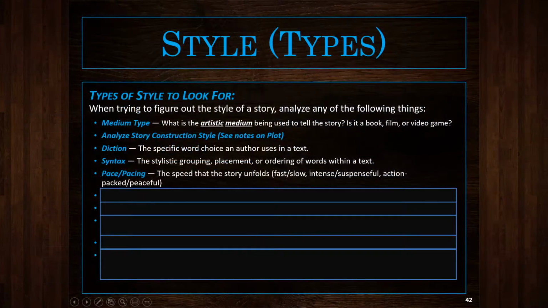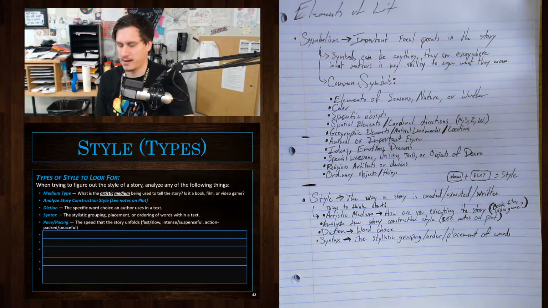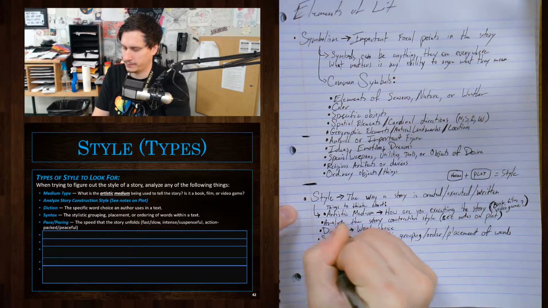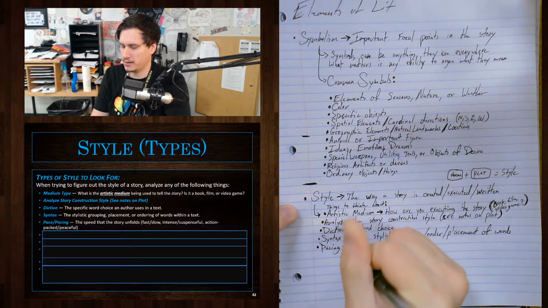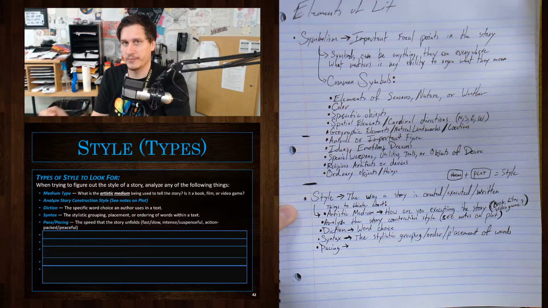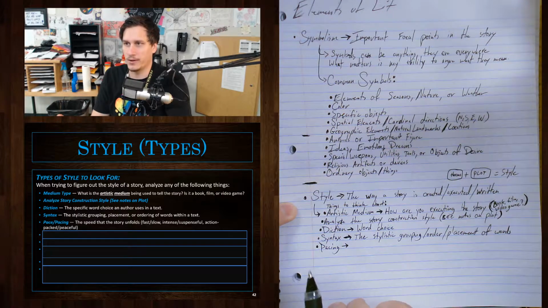Okay, pacing is really, really awesome. This is the speed with which the story unfolds. Is your story fast? Is it slow? Is it intense? Is it calm? Things like that. So pacing. Most stories, not going to lie, have different degrees of pacing. There are very, very few stories out there that are almost one tone in terms of pace.